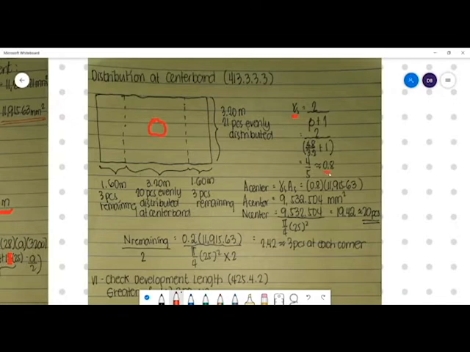So 1 minus 0.8 times 11,915.63 over pi over 4, 25 squared, plus 2. So therefore, it's equal to 2.42, meaning 3 pieces at each corner.